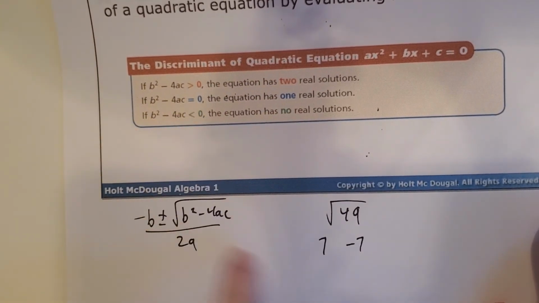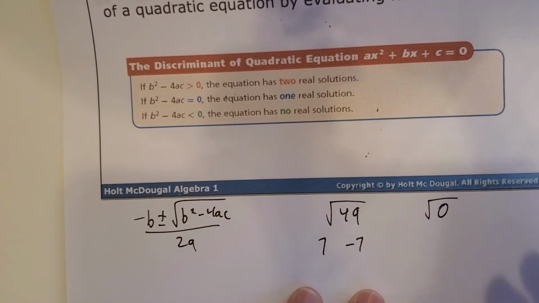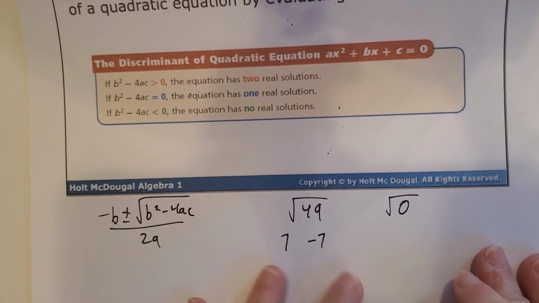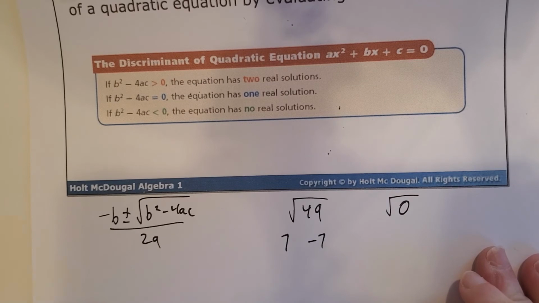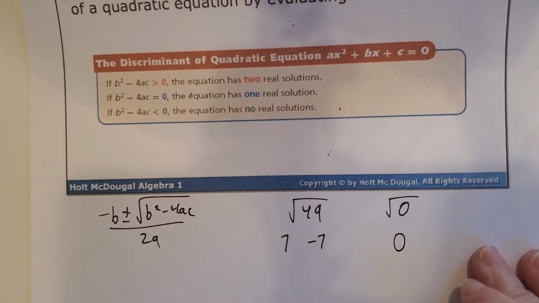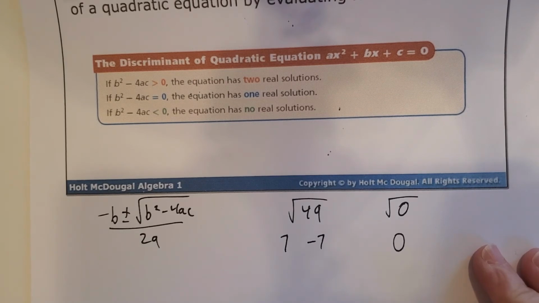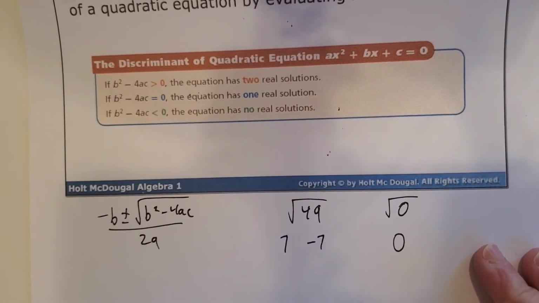What if you get 0 underneath the radical? If you take the square root of 0, well, what's the square root of 0? It's 0, and 0 is neither positive nor negative. You can't do plus minus 0. It doesn't make any sense. So you only get one solution when you're taking the square root of 0, which is what the discriminant is also saying.